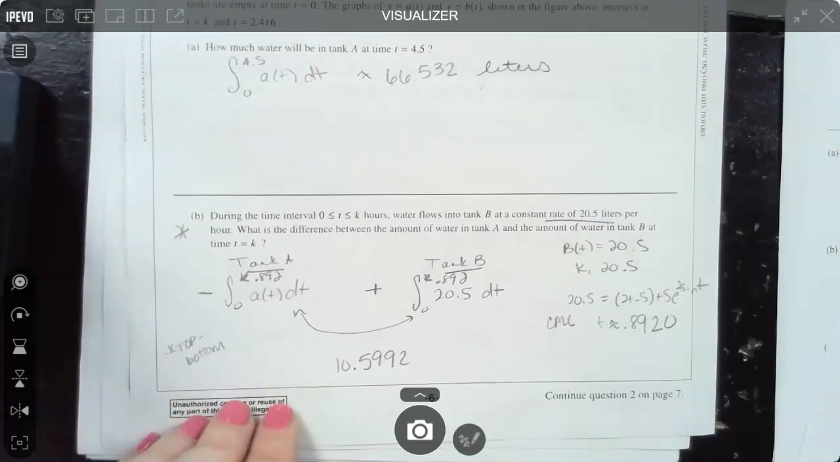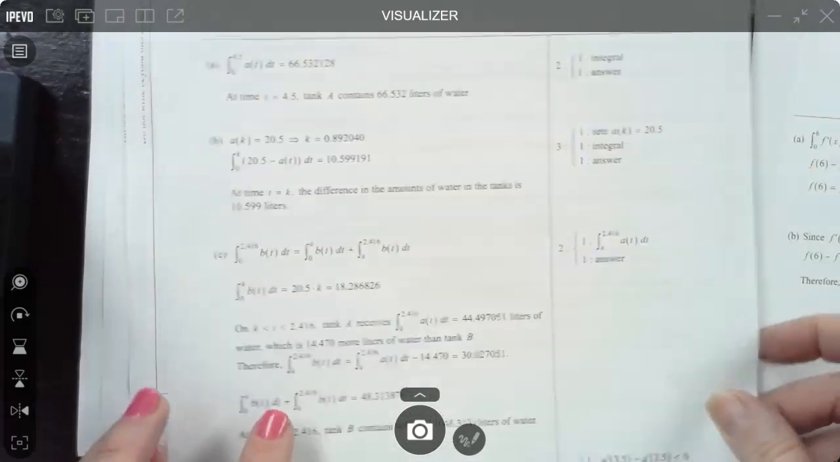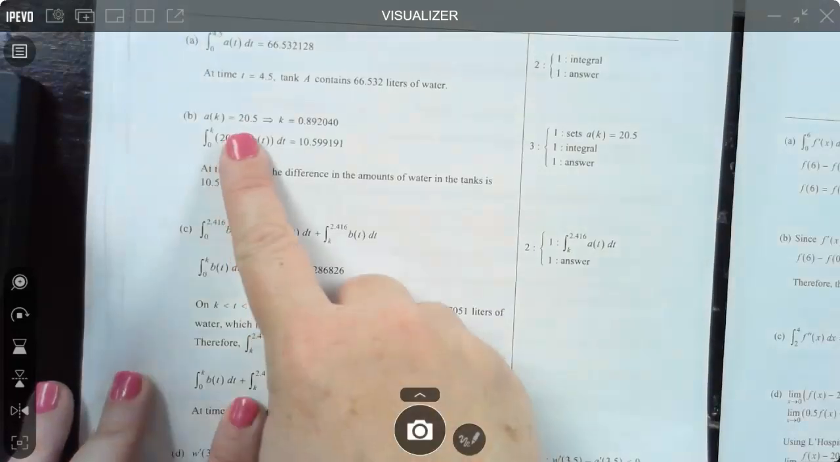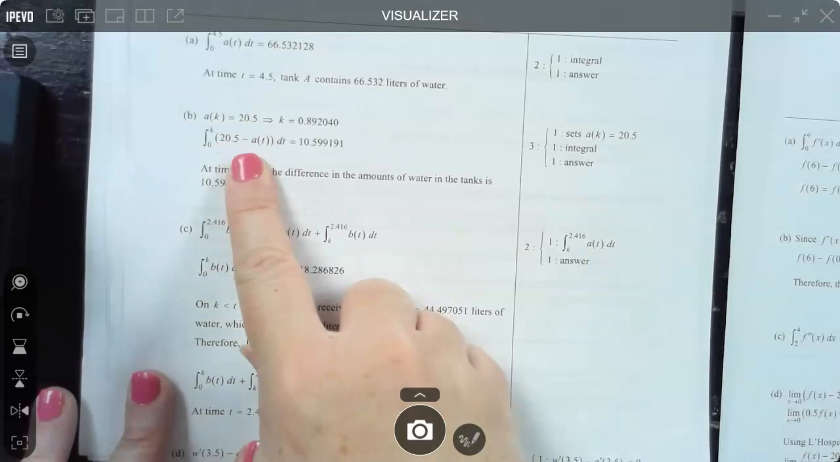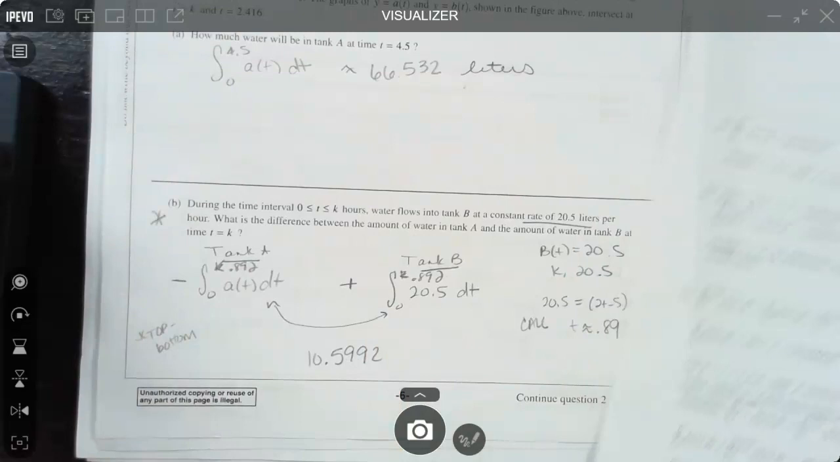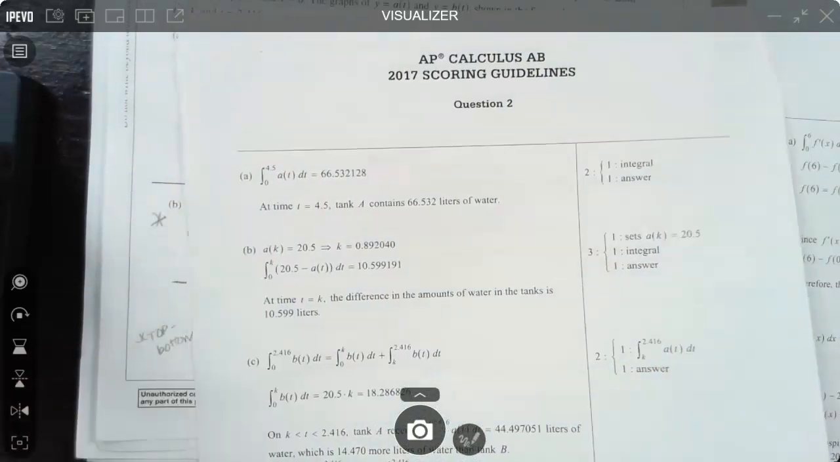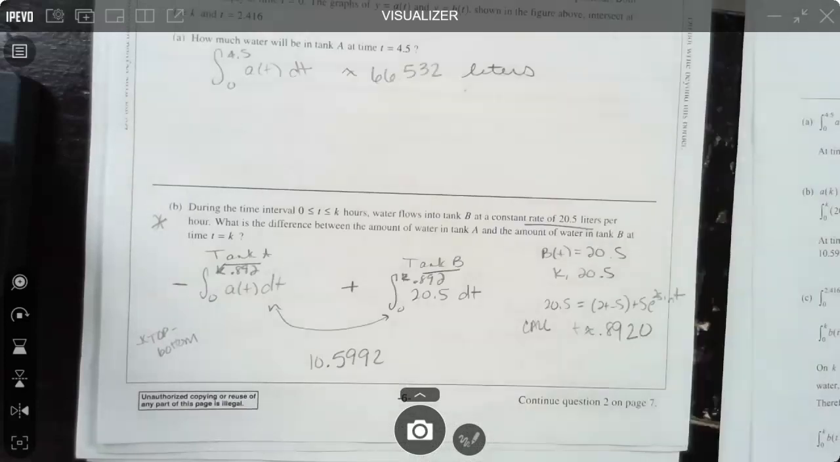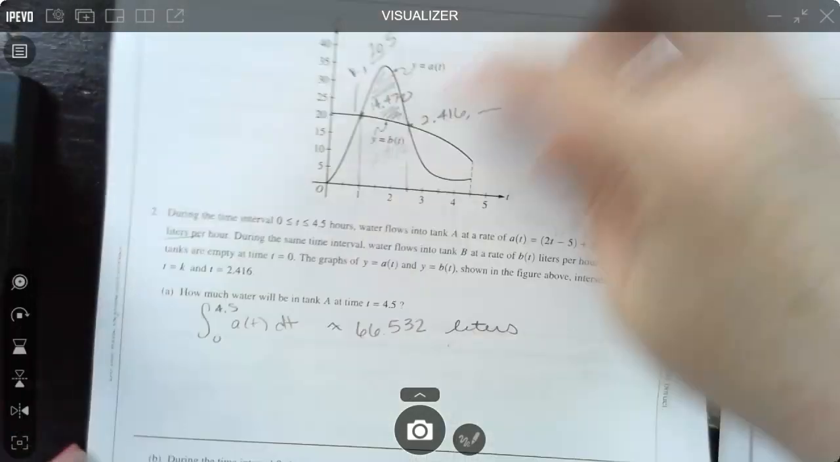I did this one way different than they did. Let me show you what they did, because you might have done what they did. They set A of K to 20.5. They found the intersection, which was here. We found the same intersection. Then they just combined the two integrals here. They did the same thing. I just made them two separate integrals instead of all in one. And they used the calculator. That K is what I had to find. That's that intersection point. That's up here.